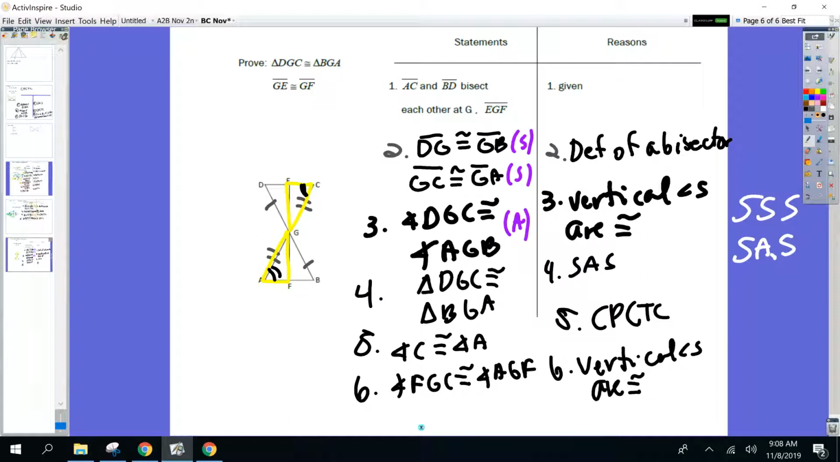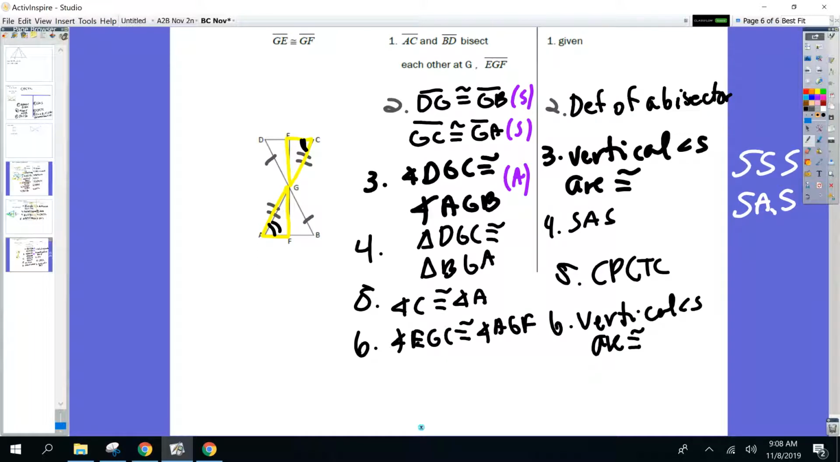And now, why are the triangles congruent? Did I write AGF? Yeah, we're good. Oh, that's an E? Yeah, there you go. That's an E, not an A. Okay. Why are the triangles congruent, by what method? Angle, side, angle, and then we finish this off with CPCTC.